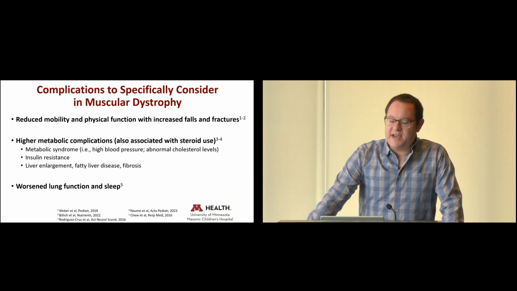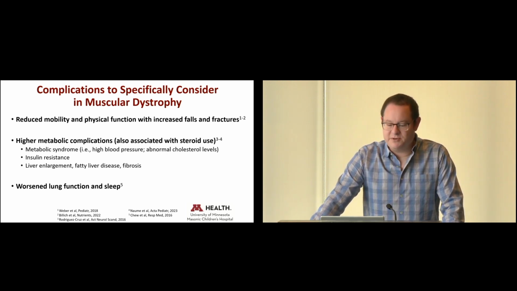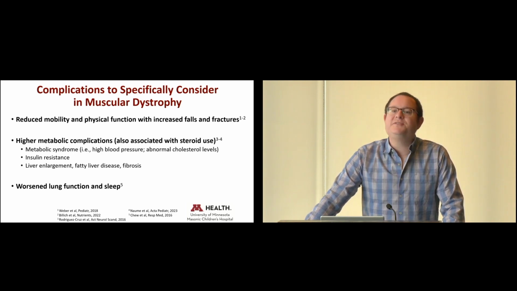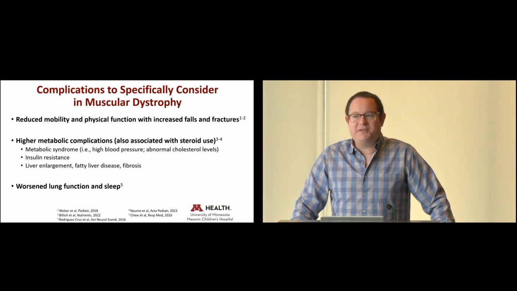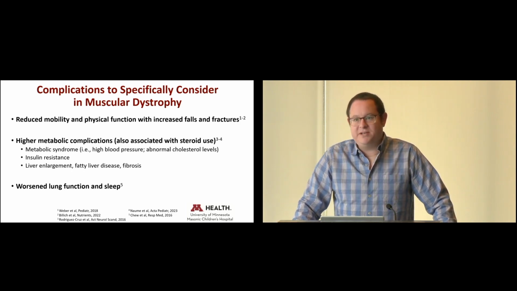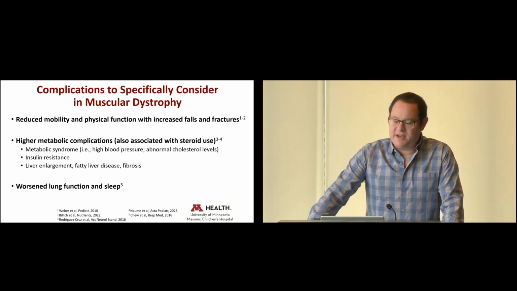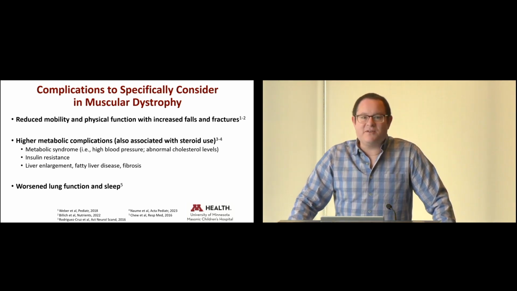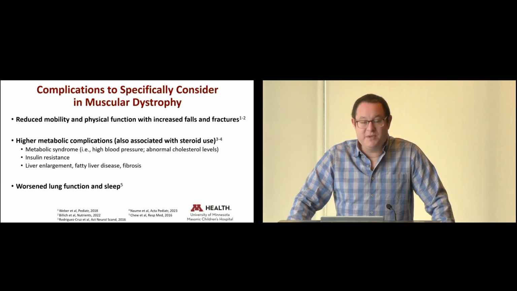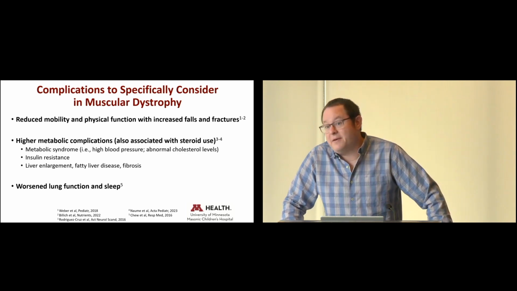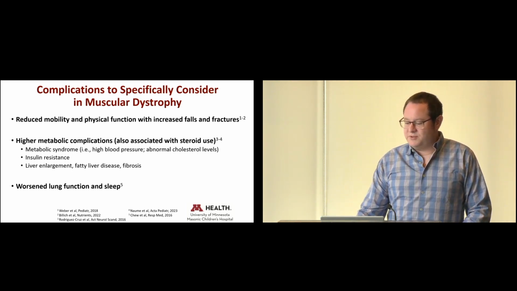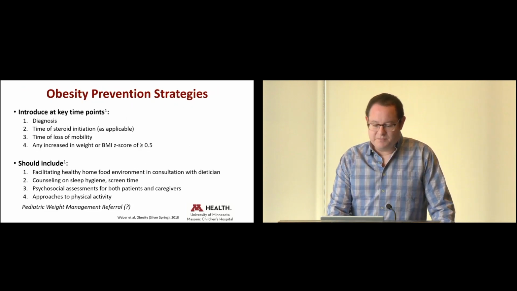Now, in terms of complications that are specific to consider for people with muscular dystrophies, again, there is reduced mobility and physical function with increased falls and fractures, and so that's something that we have to consider as well. There tends to be higher metabolic complications, especially among those who are using steroids or need to use steroids for the condition. And that includes things like high blood pressure, abnormal cholesterol levels, insulin resistance, fatty liver disease, liver fibrosis, insulin resistance on the pathway to diabetes or diabetes. And then also there's worsened lung function and sleep as well. So these are all specific to consider for muscular dystrophies.